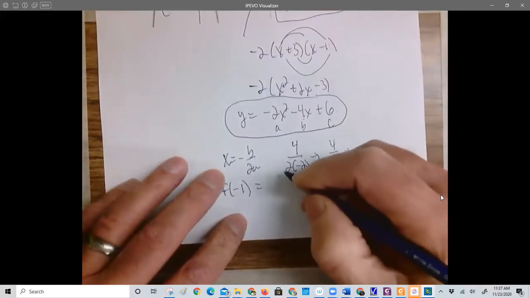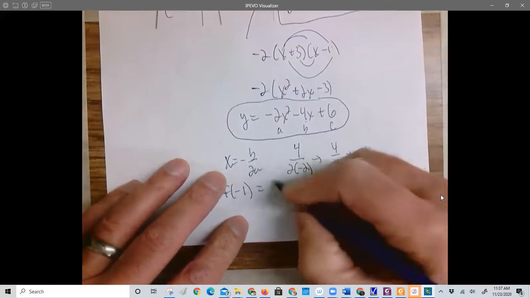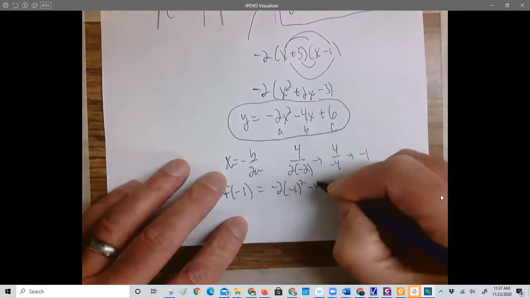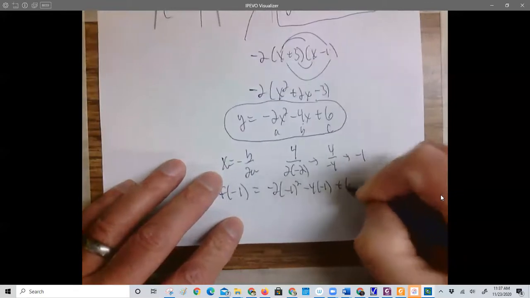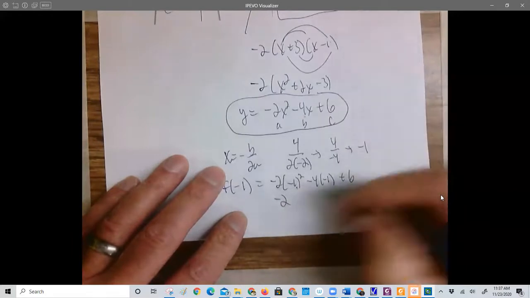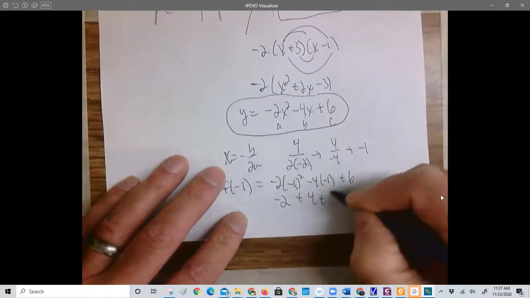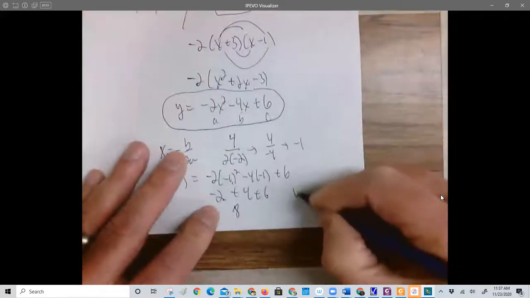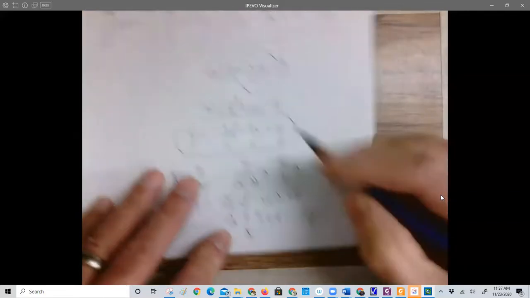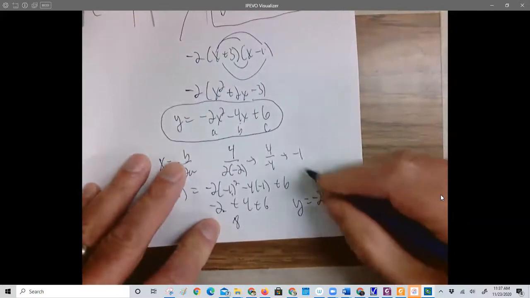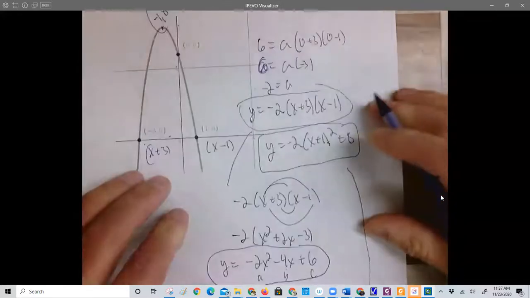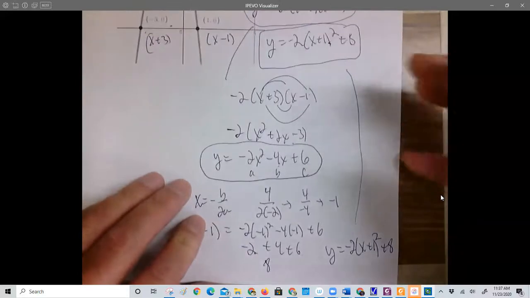The y coordinate for the vertex is -2 times (-1) squared minus 4 times -1 plus 6. So that's -2 times 1 plus 4 plus 6. Well, isn't that 10 minus 2, which is 8? So y equals, with leading coefficient -2, -2 times x plus 1 squared plus 8. And notice that's exactly what we got up here. So two ways to do that kind of question.